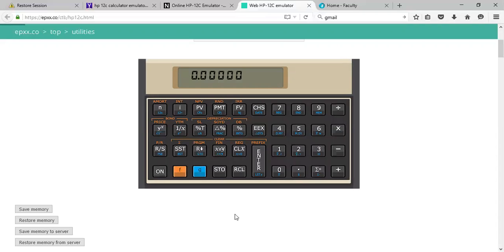So let's assume that we have $1,000 today, and we're investing for 5 years, and the interest rate is 12% per year. But let's assume that it's monthly compounding.